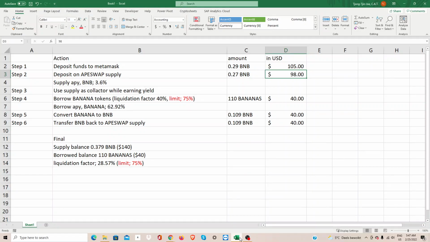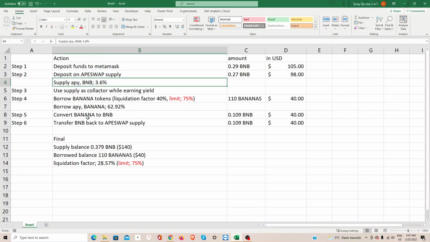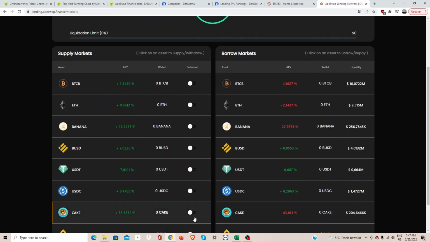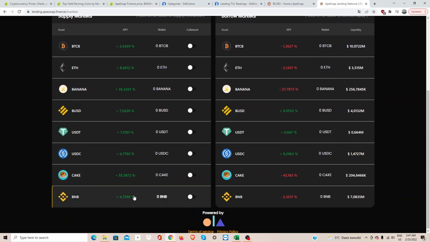Next, BNB gives an APY of 3.6%. Step 3, I use that supply as collateral while earning yield. So there is a possibility that when you deposit money on this exchange, you can turn this on as collateral, and you're earning yield, and you can use it as collateral to borrow one of these assets here.